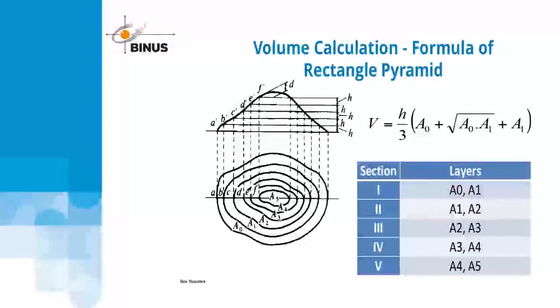Next is the volume calculation using the help of contour lines on the map. The volume calculation can be determined by using the formula of prism. In this case, each area enclosed by the contour lines needs to be calculated first. To use the formula of rectangle pyramid, two layers of contour line area need to be known.